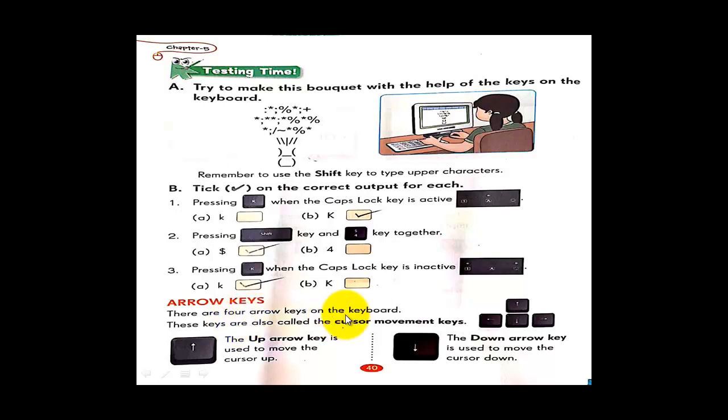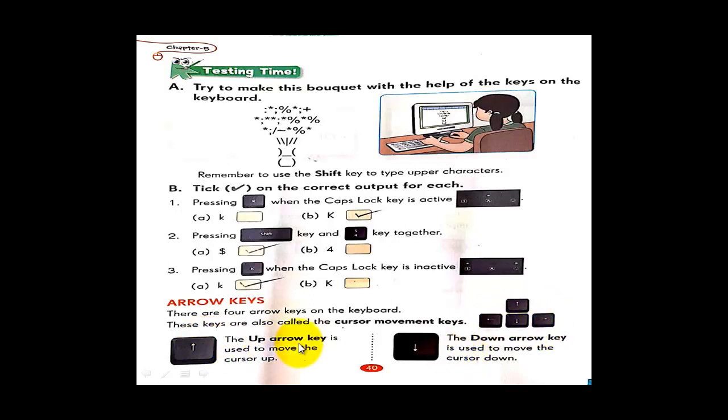In a computer keyboard there are four arrow keys. Okay, the first one, these four arrow keys are also known as cursor movement keys, as it will move the cursor up, down, left, and right. The up pointing arrow is known as the up arrow key. Down pointing arrow key is known as the down arrow key. Okay, this is the left arrow key, left pointing arrow. This is right pointing arrow. This is known as the right arrow key.